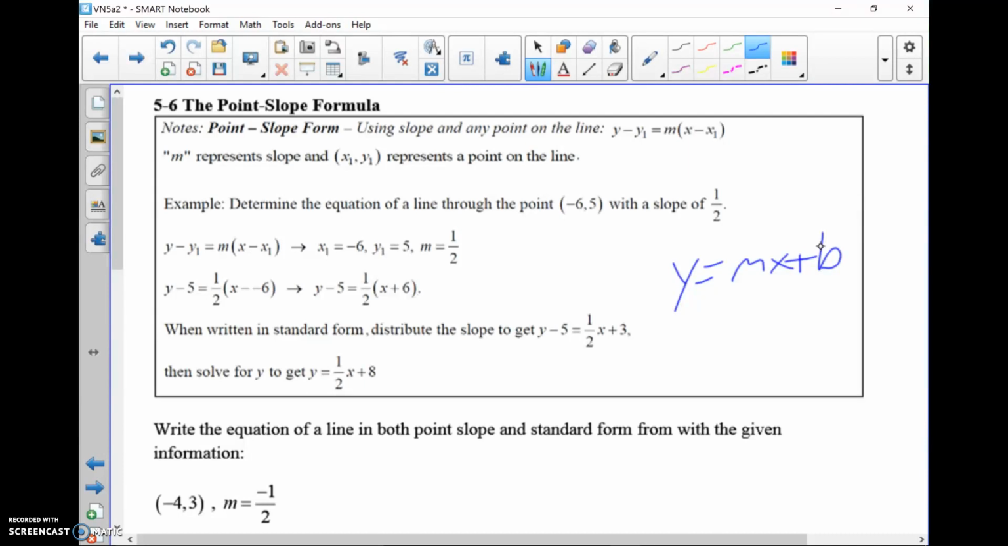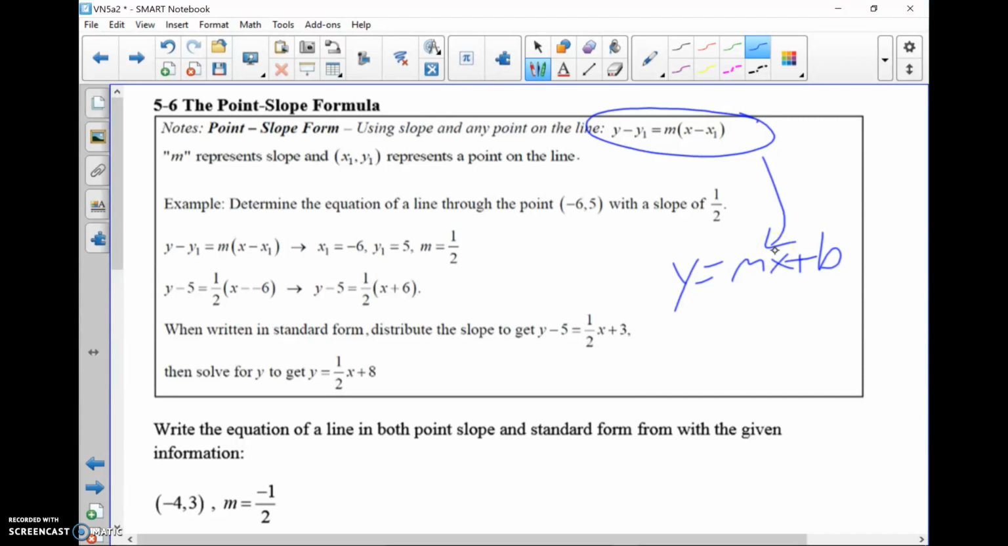And when we started this unit, or a few lessons ago, we talked about how there's a point-slope form, which is y minus y1 equals m parentheses x minus x1. And that's equivalent to y equals mx plus b. We can turn this into y equals mx plus b.